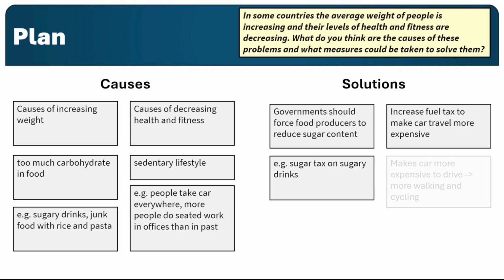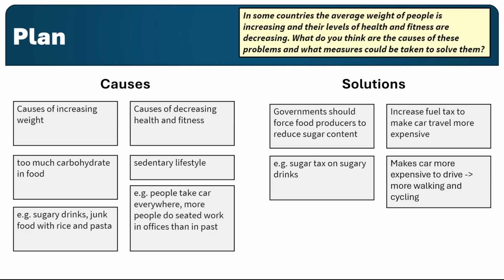Another possible solution is to increase fuel tax to make car travel more expensive. Why is this important? Well, if you make it more expensive to drive, then people will have to walk and cycle more, so they'll be burning up those carbohydrates that they're eating. So that's another possible solution. There are lots more solutions I could talk about. I might even mention one of those in the essay itself, and I'm sure you can think of more causes and solutions. But you don't want to write too many.